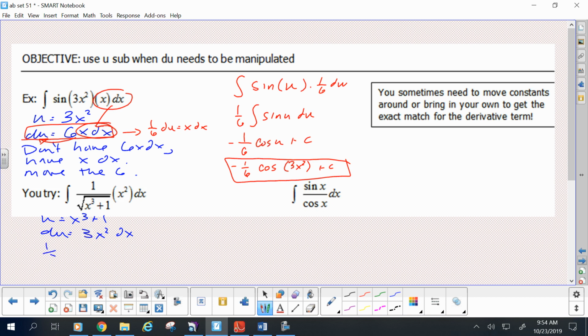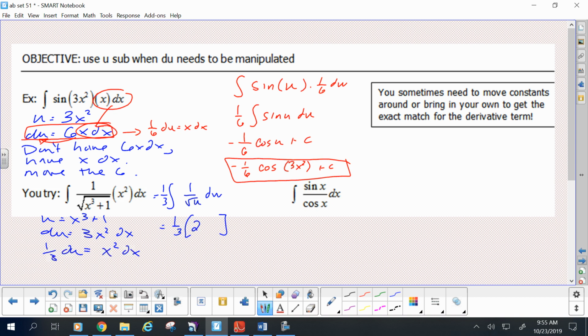Multiply by a third or move it over, whichever you like. But you only have x squared dx in the original problem to sub for, so you need to deal with that third problem. So after substitution, did you eventually get something like 1/3, 1 over root u du? Yep. Excellent. What is the antiderivative of u to the negative 1/2?